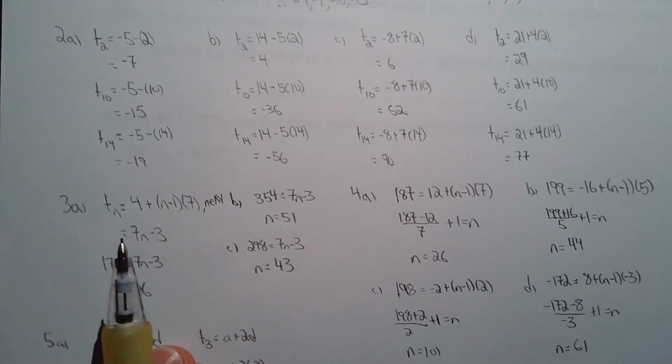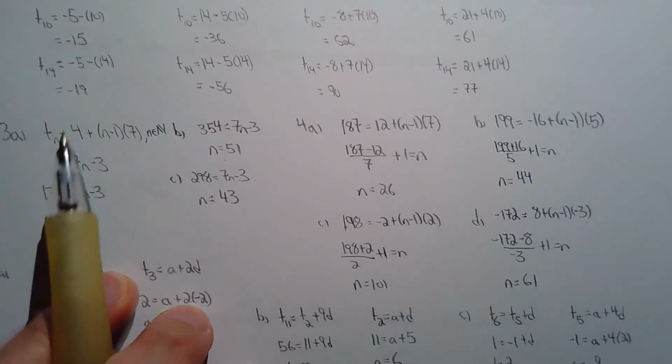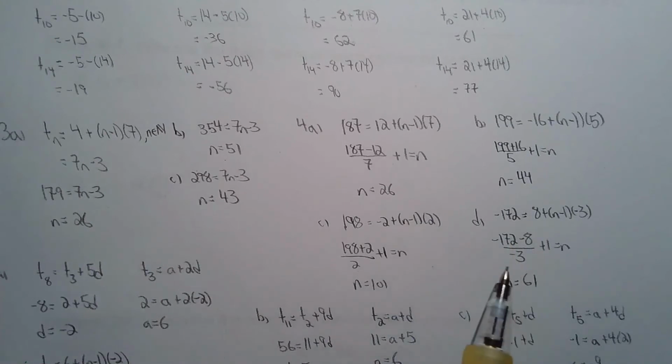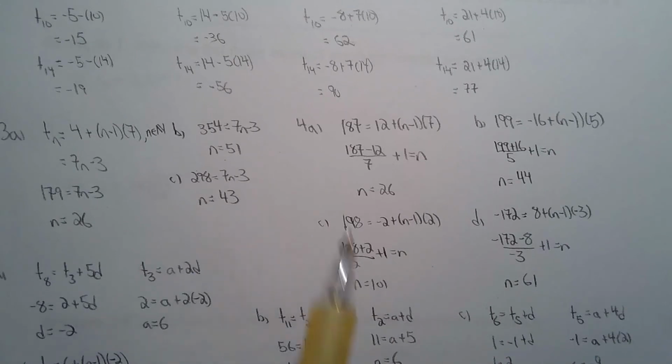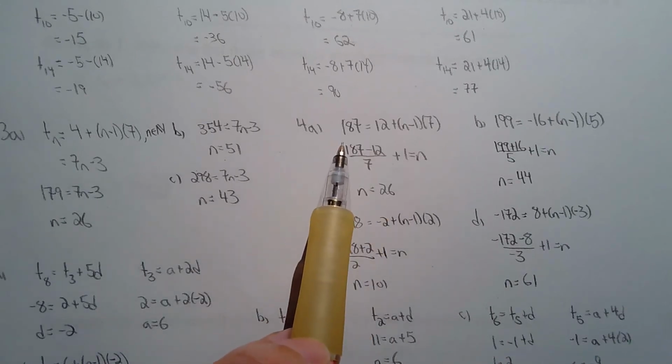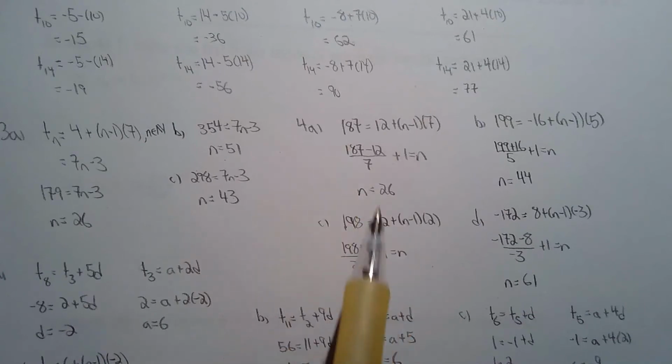Now 4 is exactly the same as 3, I think. You have the sequence and you're trying to find out how many terms there are. So you just have to study the value of the last term. In this case, 4a is 187, and solve for n. So 4 is very similar to 3.